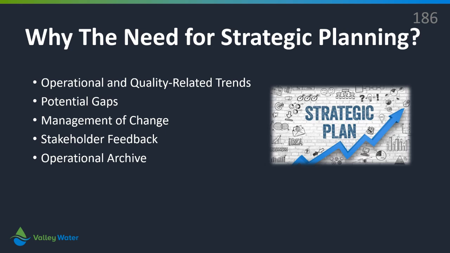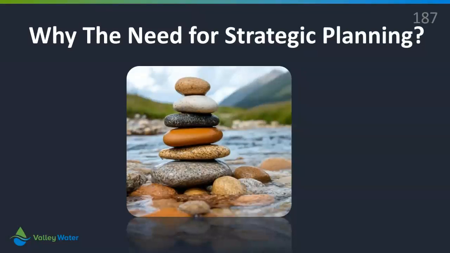Some of the questions that we asked ourselves looked like this. What are the type of operational and quality trends important to our lab? Will it help to reveal any gaps in understanding of data integrity or compliance? Will this help with effective management of change? How will stakeholder feedback play into this? How do we document this? And can this documentation serve as an informational archive for our future use? Lots of questions to ask.